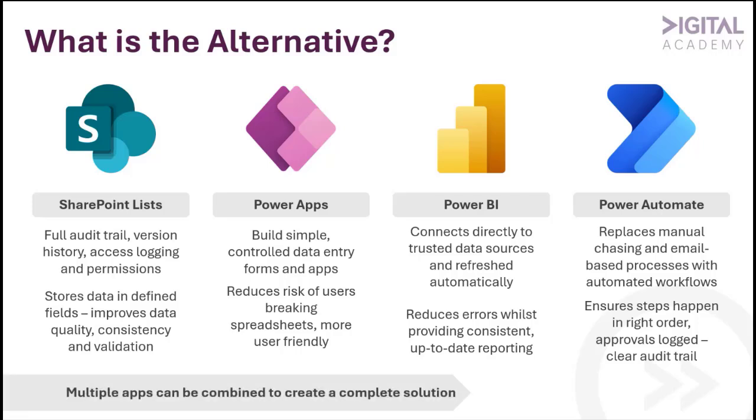And you can combine them. So we could have a SharePoint list that links to an app that links to Power BI and runs approvals through Power Automate. So you can combine one or more of them together.